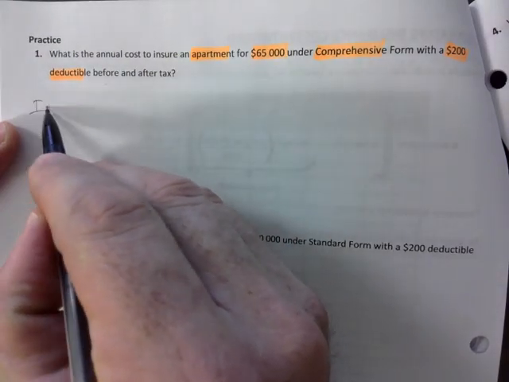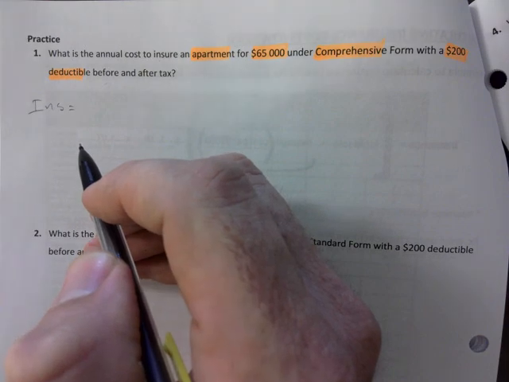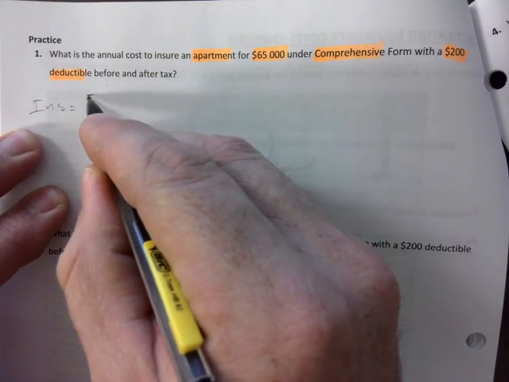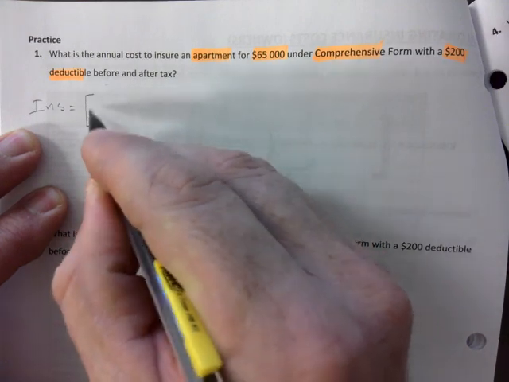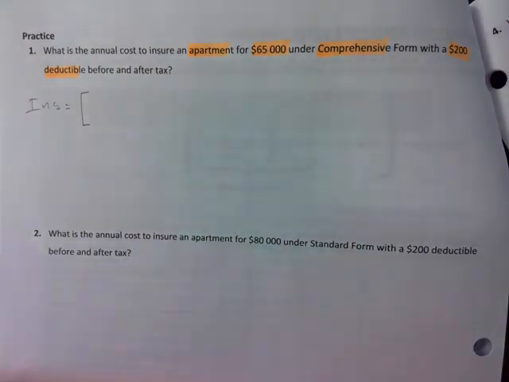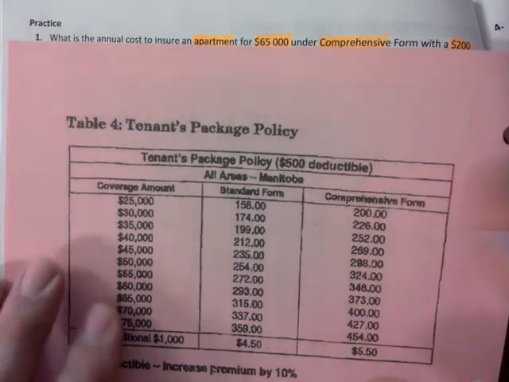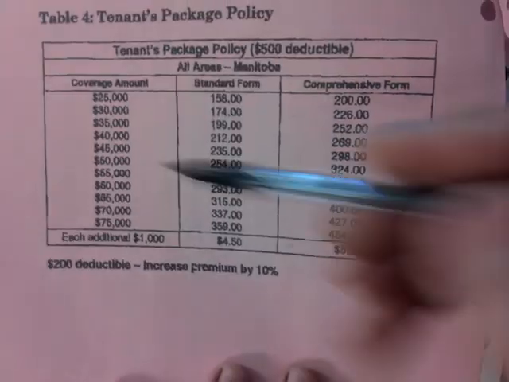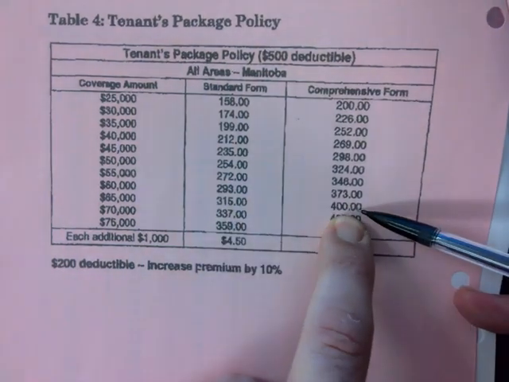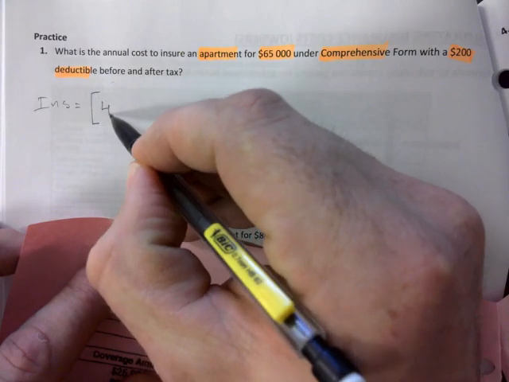So here we go, insurance. You have that formula. At some point today, you need to make sure it finds its way to your study sheet. Okay, that formula. You must have a number here. There must be a number first. So you need to grab your table. It's tenant insurance, $65,000 comprehensive. 65 is right here. This is standard. Comprehensive is there. So you need to grab that 400 and introduce that to your formula.